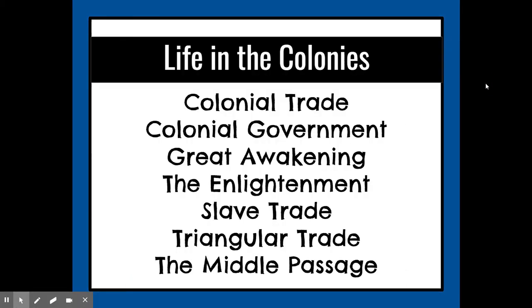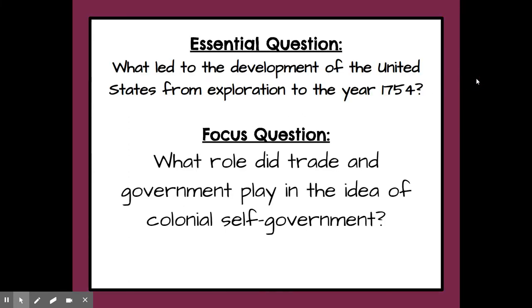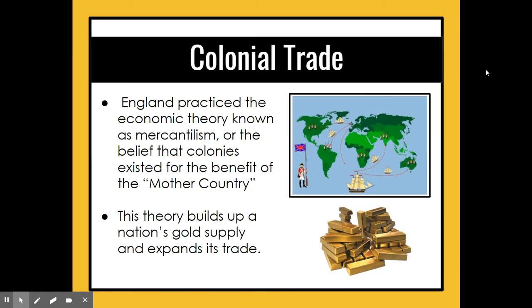First, we're going to look at the topics that we'll find in this section. Colonial trade, colonial government, the Great Awakening, and the Enlightenment are the four things that we're going to focus in on in this video. In the next video, we'll discuss slave trade, triangular trade, and the Middle Passage. Our focus question for the day is: what role did trade and government play in the idea of colonial self-government? We're going to start off with trade.